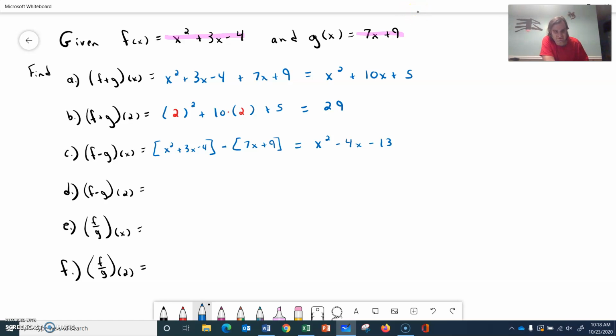So the next objective is to find f minus g of 2. So we'll take the function we just found, and everywhere we have a placeholder of x, plug in 2. So we will have 2 squared minus 4 times 2 minus 13. So let's see, that's 4 minus 21, so minus 17, I believe, or negative 17.